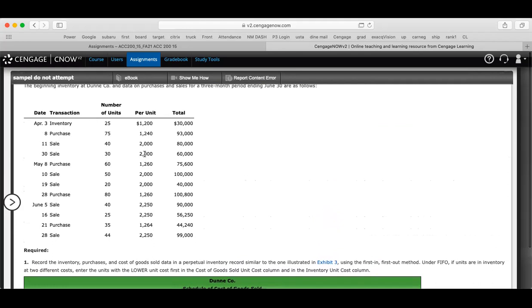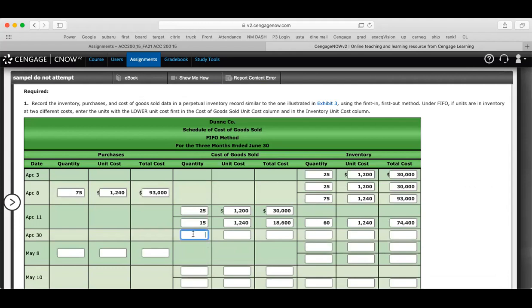Sale of 30 units. For 2,000 per unit, and it costs us 60,000. Okay, so 30 units, 1,240. So if I took that 30 times 1,240, that's going to give me 37,200. Okay. Now, because we did that, we're going to use 30 units. And that's going to be the 1240 price. So 30 times 1240 gives us 37,200. Okay. All right. There we go. So what that means is we have 30 left at that 1240 price. Remember, we got to get rid of the first ones in.